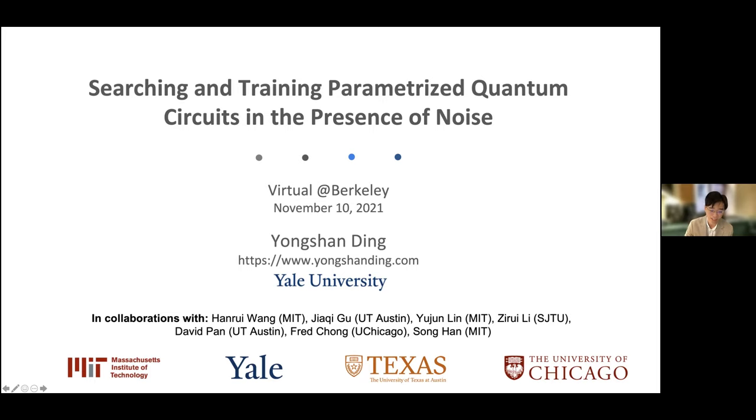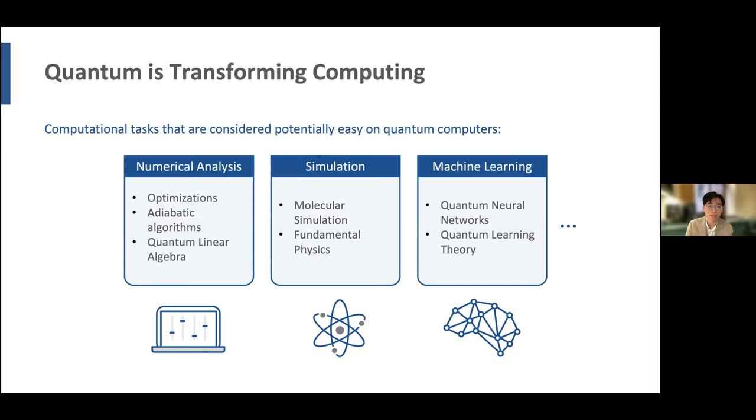I list them here. And I just want to begin by saying it's an exciting time for quantum computing. Quantum technology is transforming a wide range of computing applications, and in particular, a parameterized quantum circuit is considered one of the promising candidates to enable these applications. Some areas of active research span from numerical analysis to simulations of nature, and recently to machine learning tasks using these types of parameterized quantum circuits.